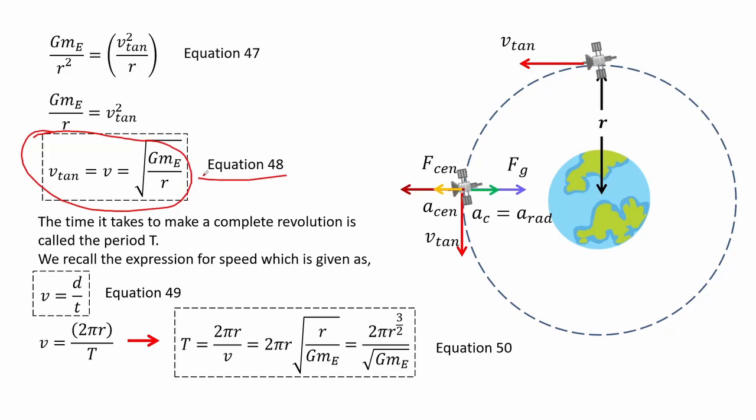This is the formulation of the speed needed in order for an object to stay in orbit, and we see it is dependent on the radius, or the distance of the object, and the mass of the planet that it orbits around. The time it takes to make a complete revolution is called the period T. We recall the expression for speed, which is the ratio of the distance over the time. For this case, the distance would refer to the arc length, which is equal to 2 times pi times the radius. The time here would be the period, which we then rearrange in the equation. After substituting the tangential speed v, we get three versions for calculating the period T.